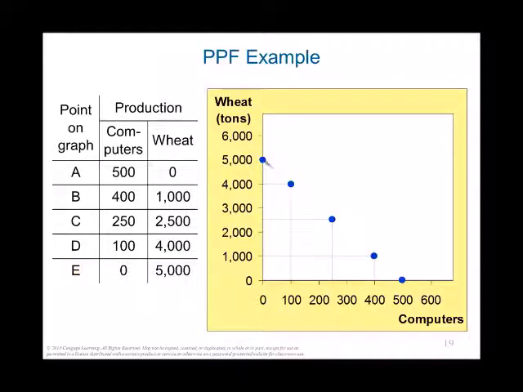Now we have all these points, and if we draw a line through them, we can see the different combinations of computers and wheat that we can produce in this economy using the limited amount of resources that we have. And this graphical representation of these data points is known as the production possibilities curve.